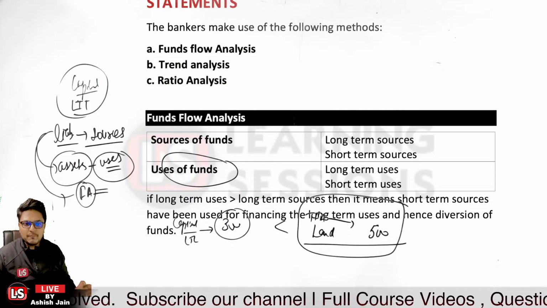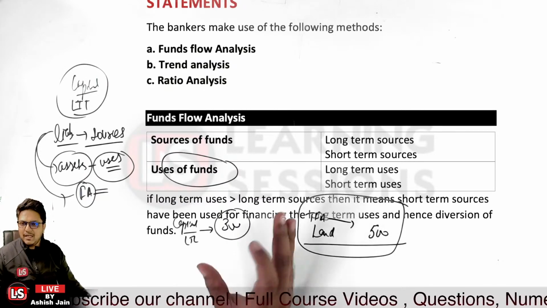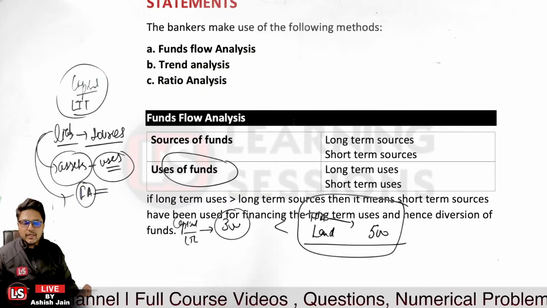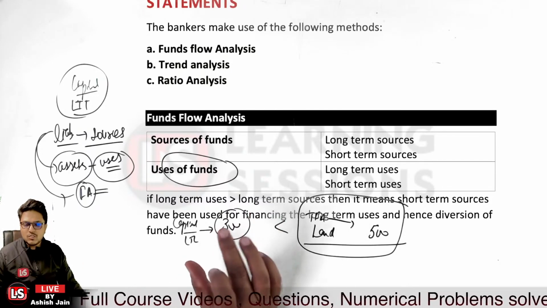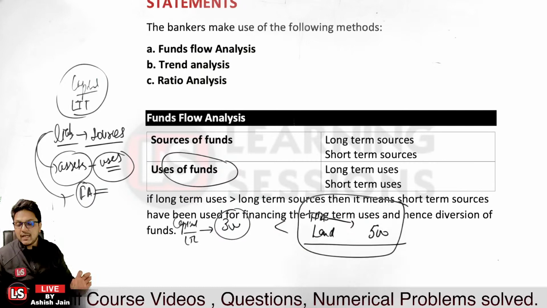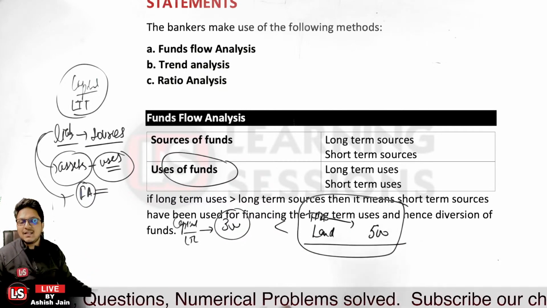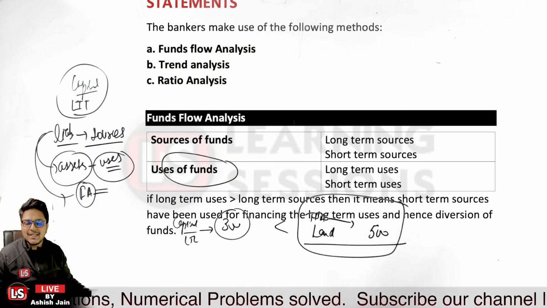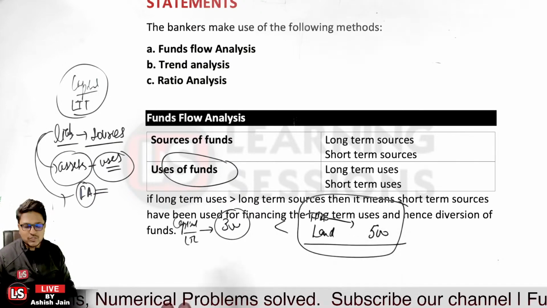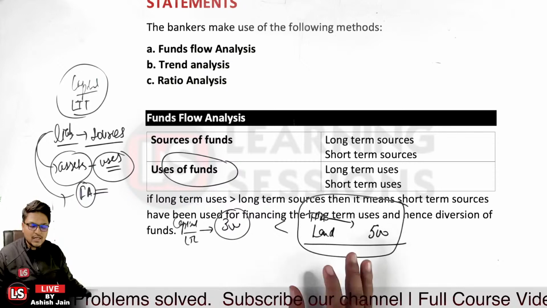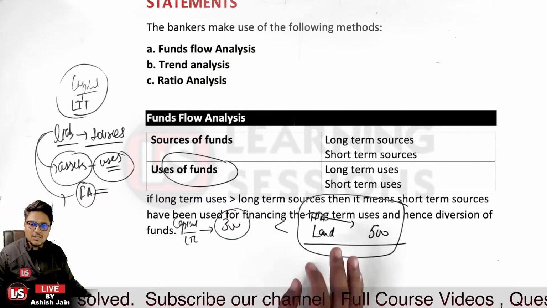Let me explain this again. I just told you that the liabilities are the sources and the assets are the uses. And further, if long-term uses, that is fixed assets or non-current assets, are greater than the long-term sources like capital and long-term liabilities like bank debt and bank term loan, etc., what does it indicate?